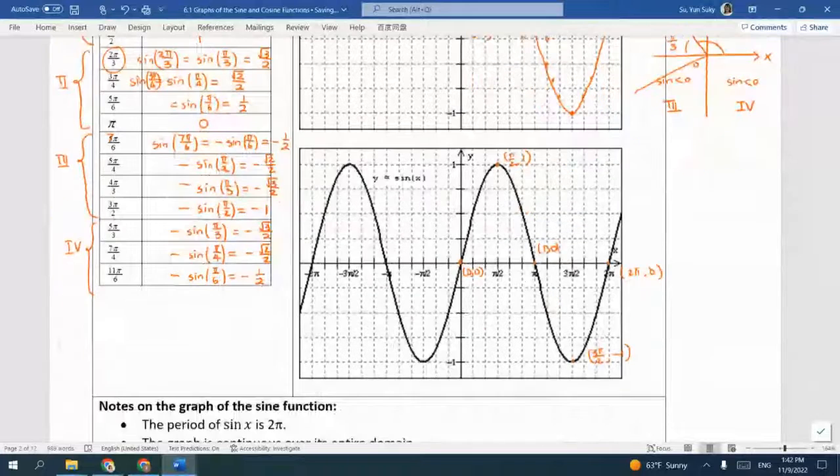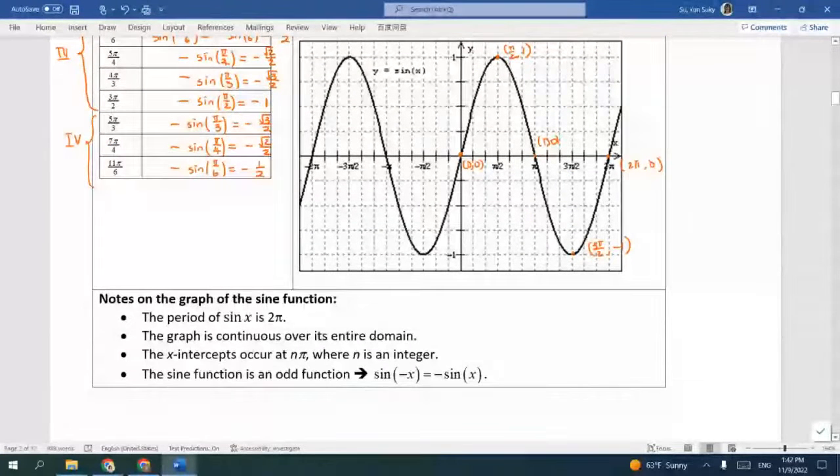Okay, good. So notes on the graph of the sine function. The period is 2 pi, right? See, the period from here to here is 2 pi. That's one period. The graph is continuous over its entire domain. Continuous means you draw it without lifting your pencil from the paper. So what is not continuous? Like if you have something like this, this is not continuous. Continuous is like you draw your graph without lifting your pencil from the paper.